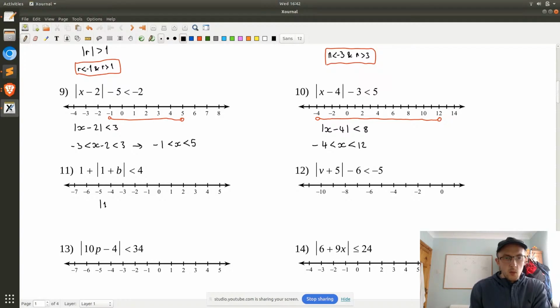Absolute of 1 plus b is less than 3. So trap it between negative 3 and 3. Trap 1 add b between there. Negative 4 is less than b, which is less than 2.